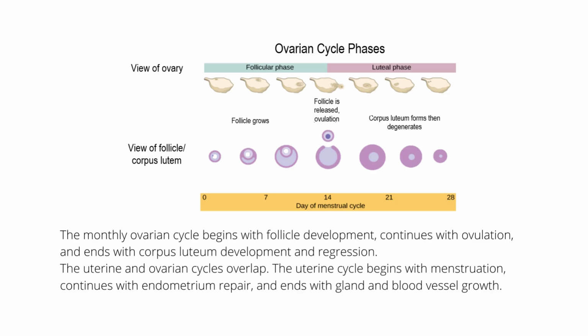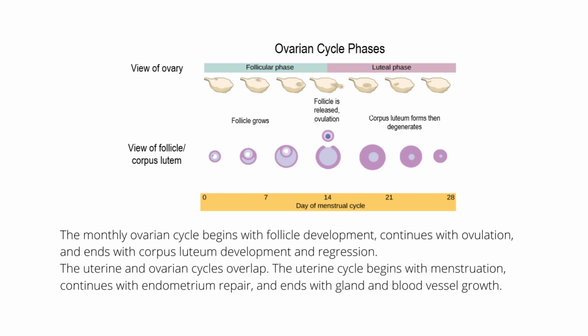Here, you can see the ovarian cycle phases. The monthly ovarian cycle begins with the follicle development during the follicular phase, continues with ovulation during the ovulatory phase, and it concludes with the development and regression of the corpus luteum during the luteal phase.